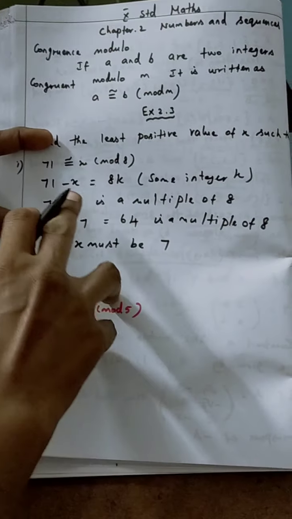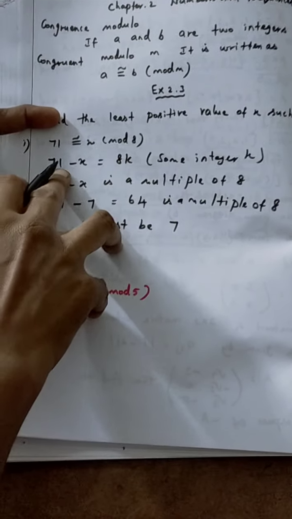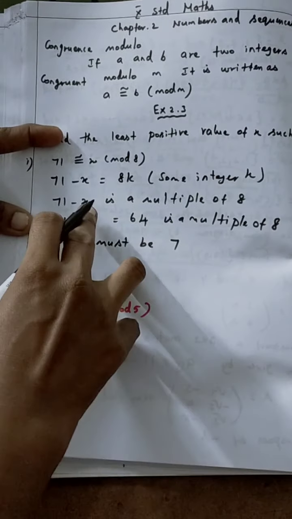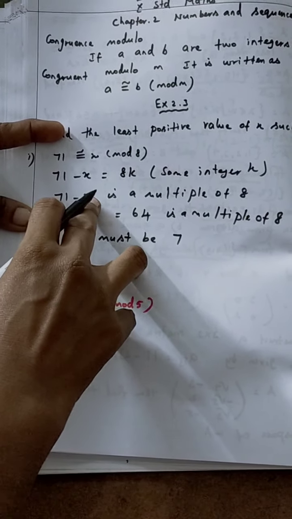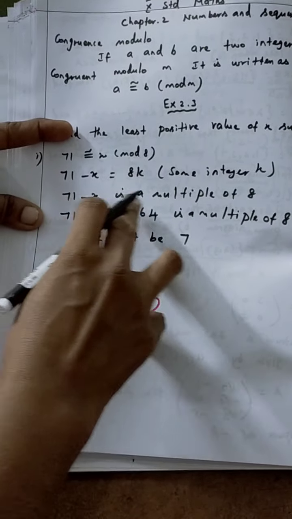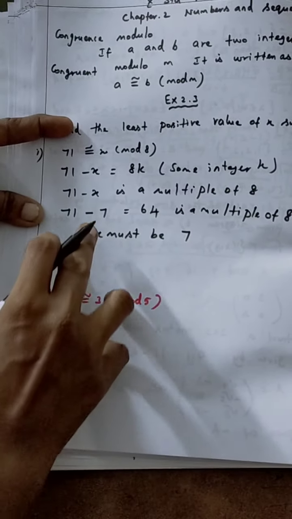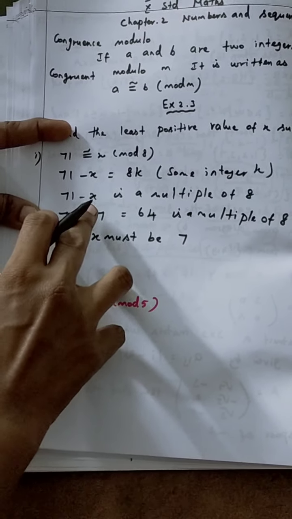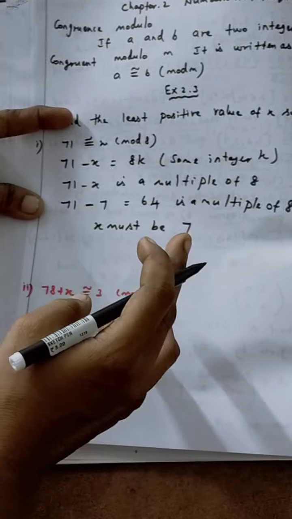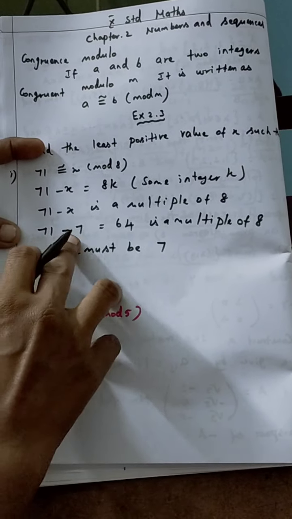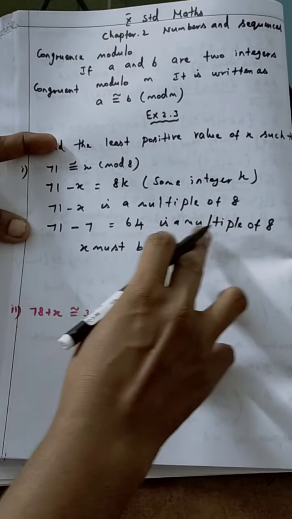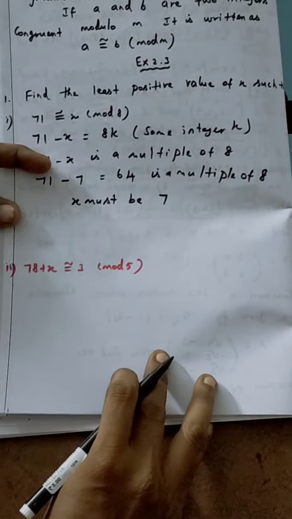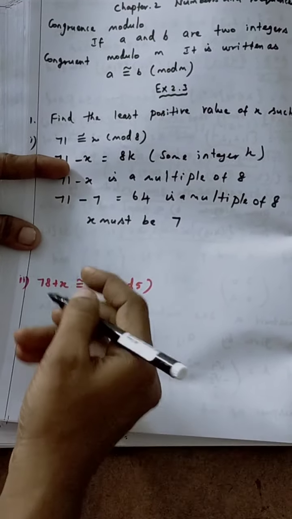So first step, write 71 minus x equals 8k, for some integer k. Then find the value of x such that the number is a multiple of 8. You find it by mental calculation. Substitute first value 1, which is not a multiple, so you go to the next value. So 71 minus 7 equals 64. That number is a multiple of 8. So x must be 7. The same method is used for the next second one also.